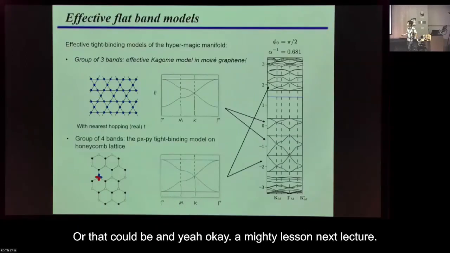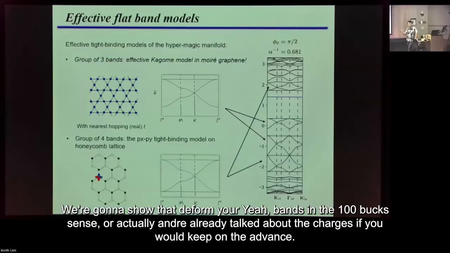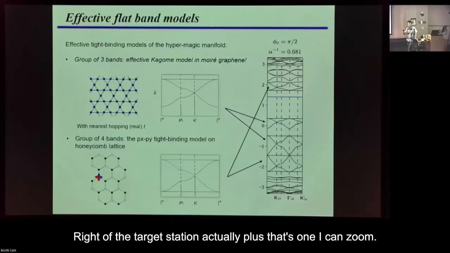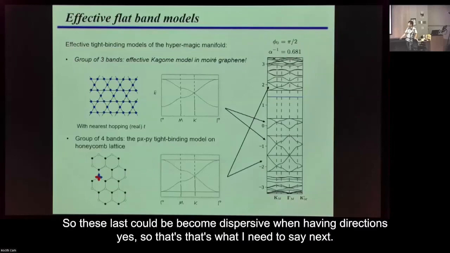Actually, in my next lecture, we're going to show that when you add interactions, it could deform your bands into dispersive bands in the Hartree-Fock sense. Andrew already talked about the charge excitation, which defines the bands. The bands of the charge excitations are actually dispersive, even if your original three bands are flat. That's one mechanism: these bands could become dispersive when you have interactions. So one is dispersive while some black bands are not dispersive. That's what I need to say next.